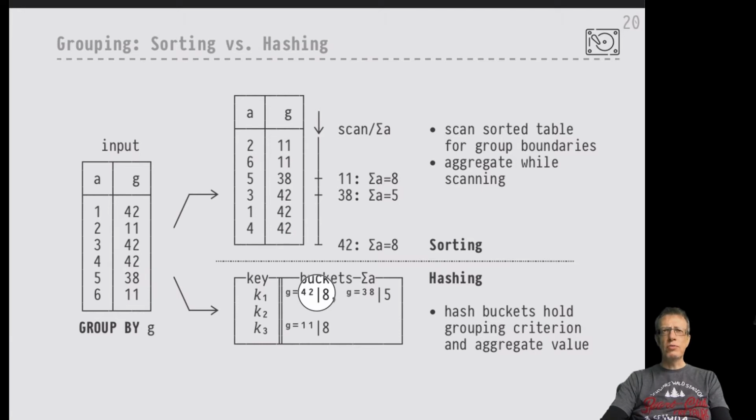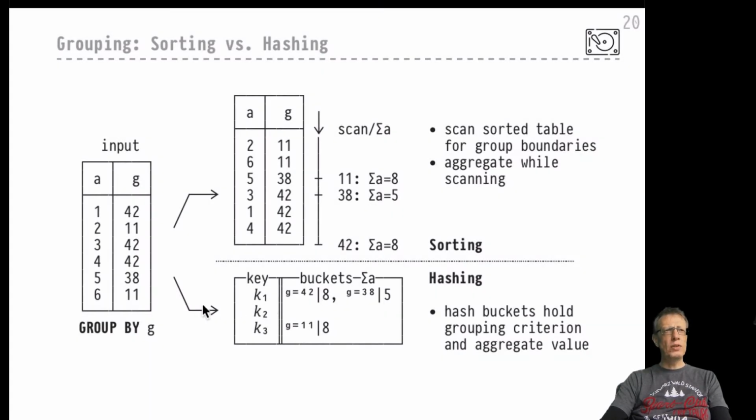value 42. Of course, there could be hash collisions, and other G values, for example the 38 here, might also be mapped to the key 1. This is what's called a key hash collision. So in the same bucket, in the bucket for the key K1, we will also find an entry for our value G equals 38, and we will maintain the sum there. There's not much to maintain, it's only a single entry, and we would end up with a 5 here.